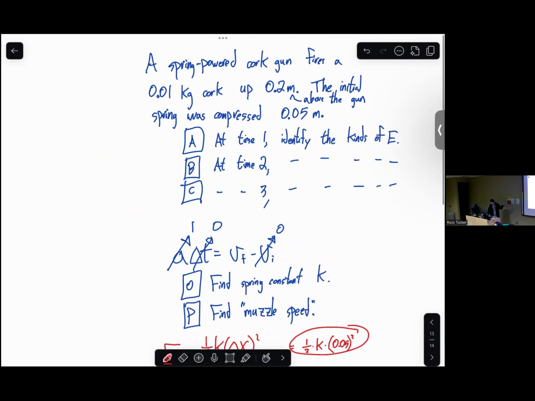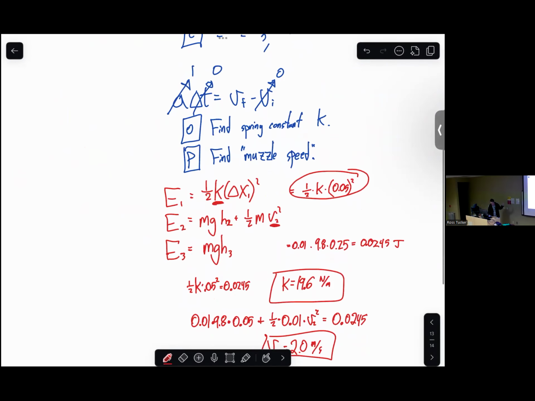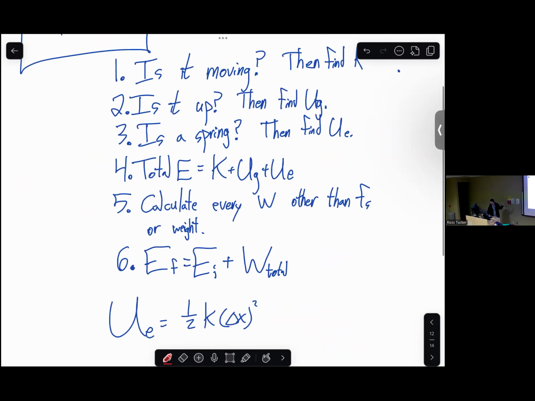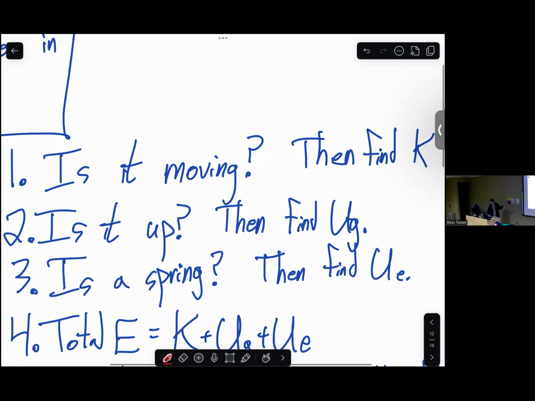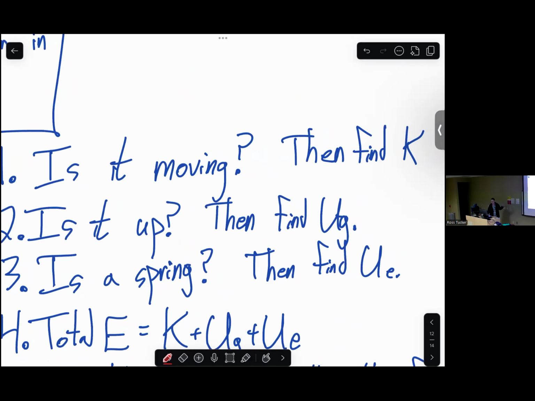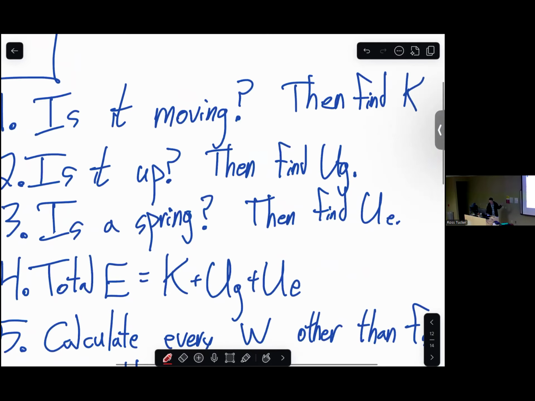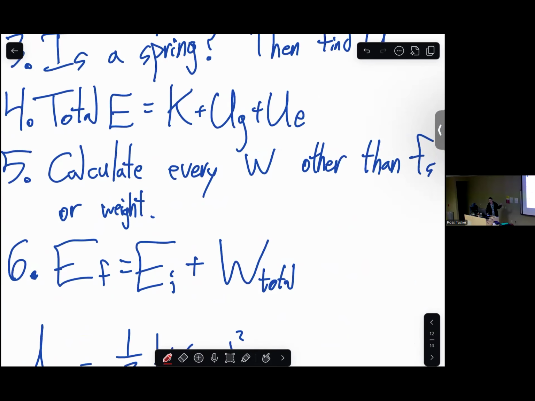Please reflect on what you do. Again, it's the same process for every single thing. You have to reflect on what form of energy you have at the beginning. Is it up? Is there a spring compressed? Is it moving? When you can answer that, you can write down an expression for total energy. If there are any other forces, and usually the maximum I give is one other force, calculate its work.